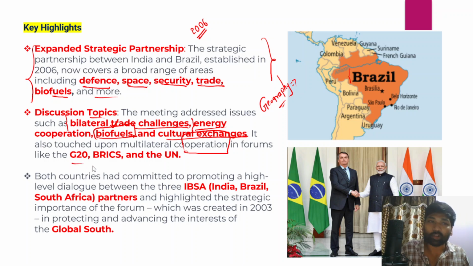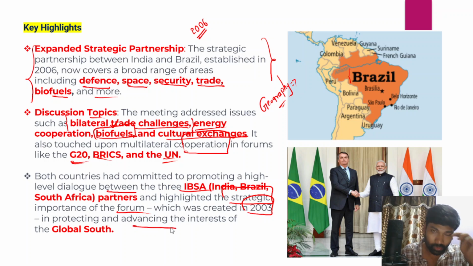Remember, India and Brazil are part of the G20, the 20 industrialized and top economies of the world, and BRICS, and even the UN, particularly the United Nations Security Council. And both India and Brazil have committed to promoting high level dialogue between the three partners, India, Brazil, and South Africa. And in fact, it has also highlighted the strategic importance of this particular forum, which was created in 2003, specifically for protecting and advancing the interests of the global south.